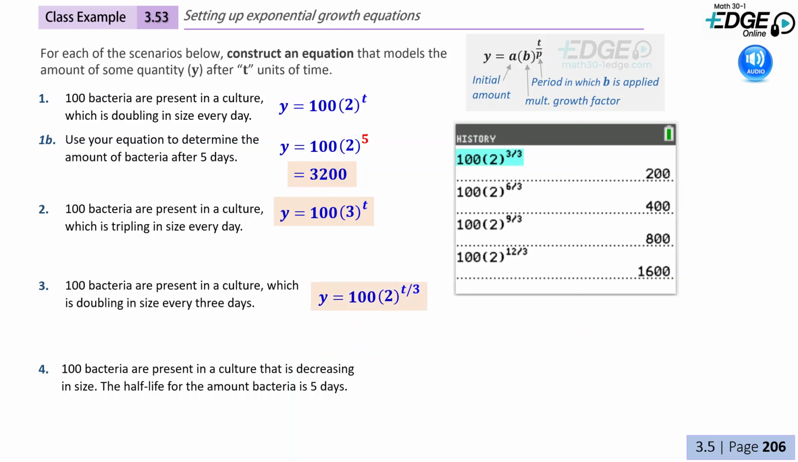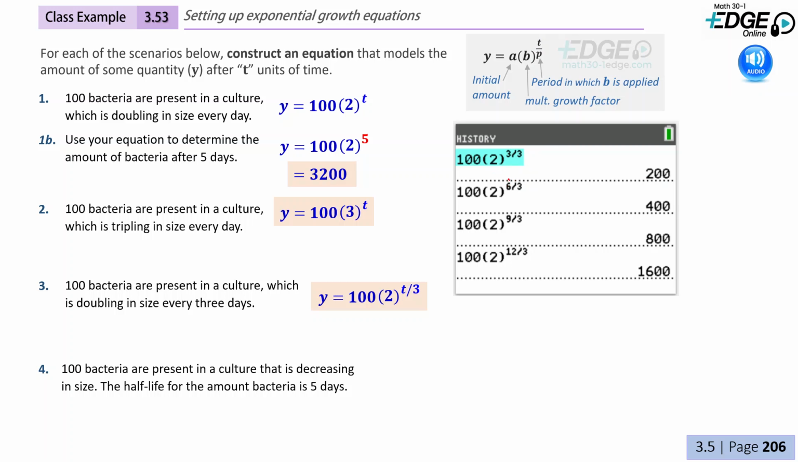So you can imagine, if you start playing with this a little bit, if 3 days went by, if you replaced your t with 3, well then that would be 3 over 3. That would just be 1. So that would just be 200, right? 100 times 2. Makes sense?